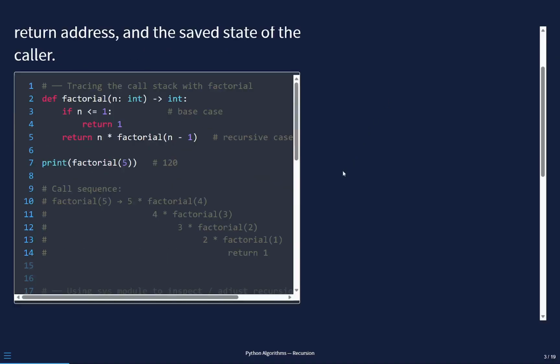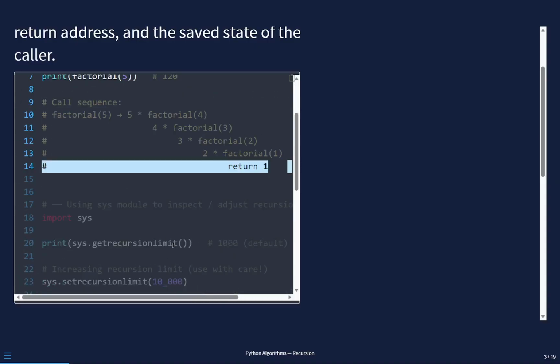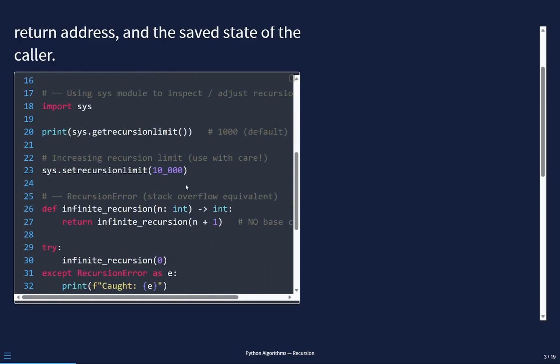The call to factorial 5 creates a frame, n equals 5, pending operation, 5 times whatever comes back. That frame calls factorial 4, which creates another frame, n equals 4, pending 4 times. This chain continues until factorial 1 hits the base case and returns 1. Then the returns cascade back upward. 1 becomes 2, becomes 6, becomes 24, becomes 120.